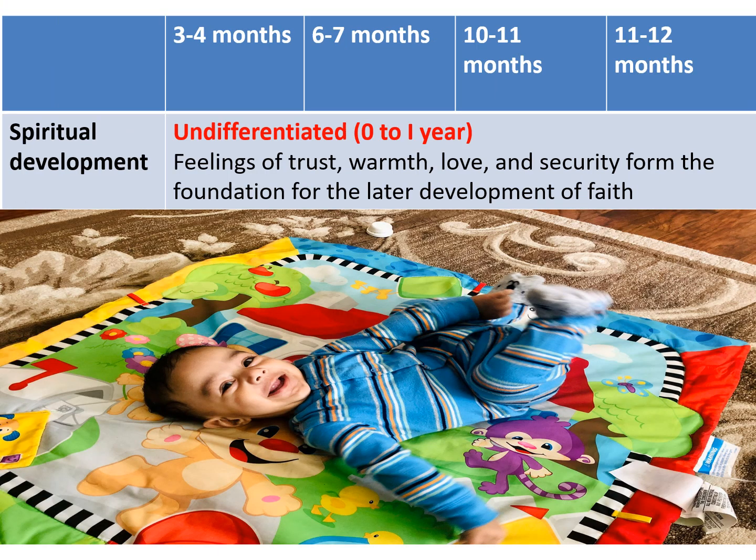Last is spiritual development, which is given by Fowler. There is no such spiritual development yet, so it is known as undifferentiated. Here we have to develop the feeling of trust, warmth, love and security, so that later on faith will be developed through trust. So this is undifferentiated.